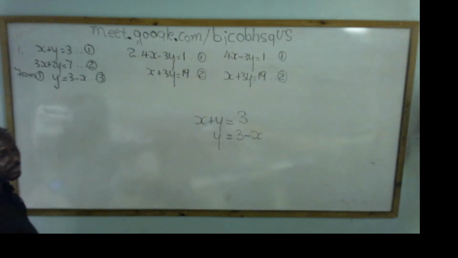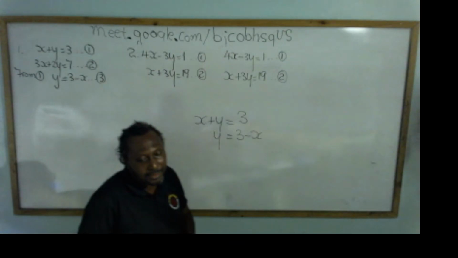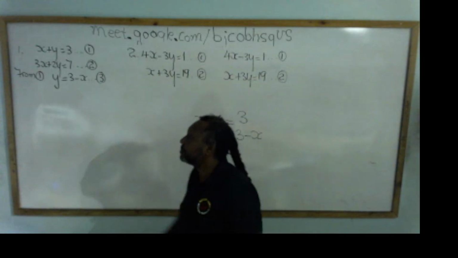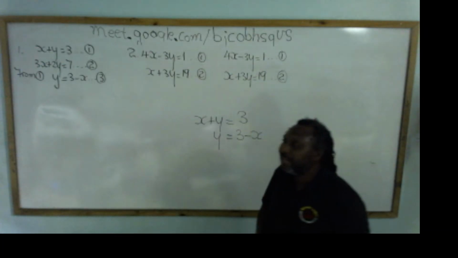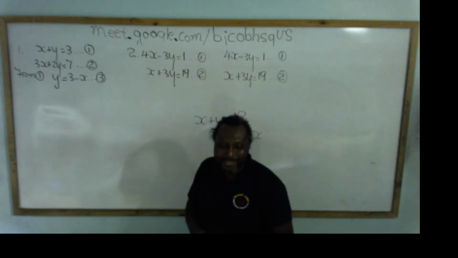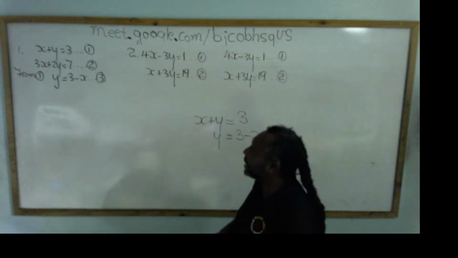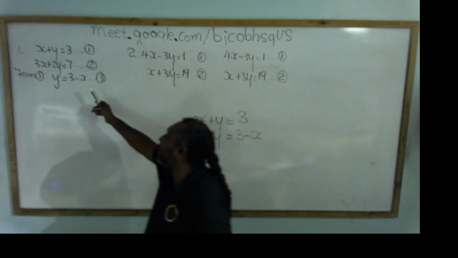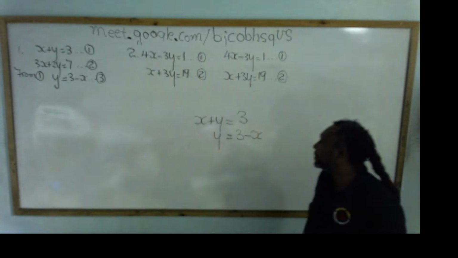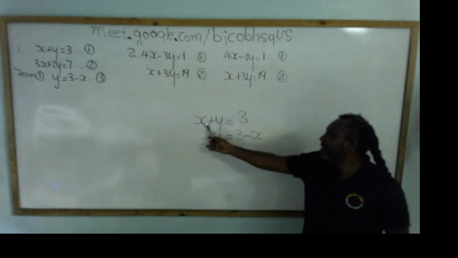Now students, some books, some teachers do not label that equation. We are labeling that equation 3. And we also have a name for it. We call it the substitution equation. So, from equation 1, y is equal to 3 minus x. We can see it from right here. We eliminate the x by subtraction.